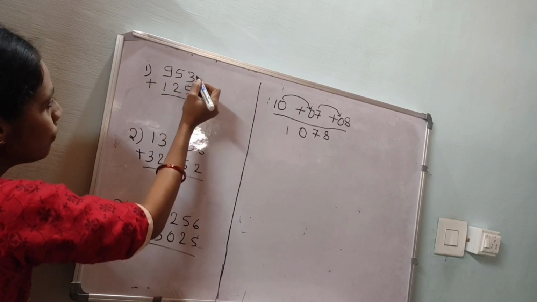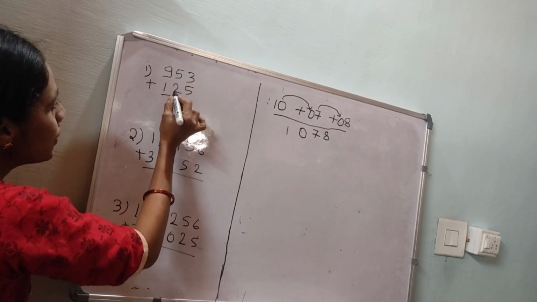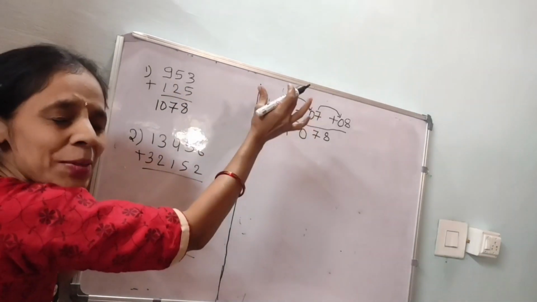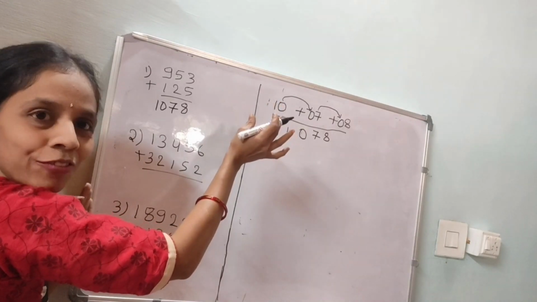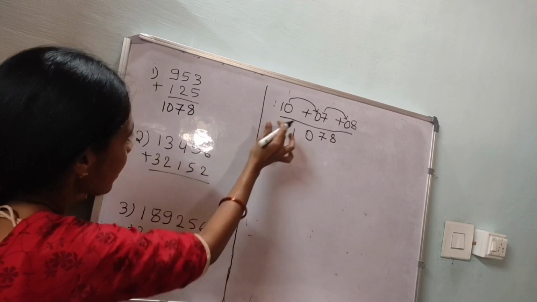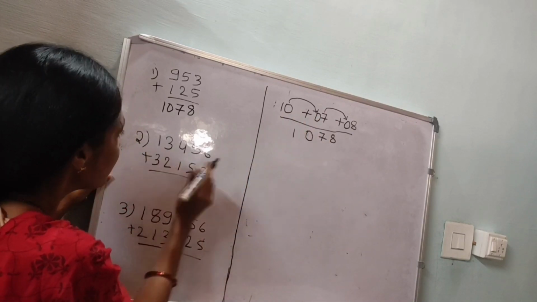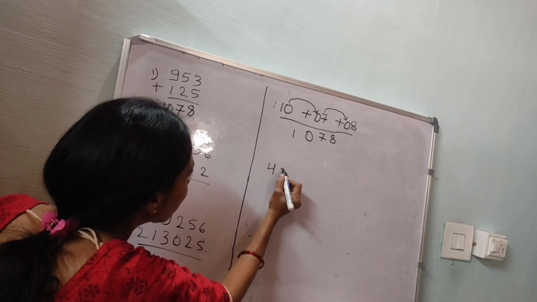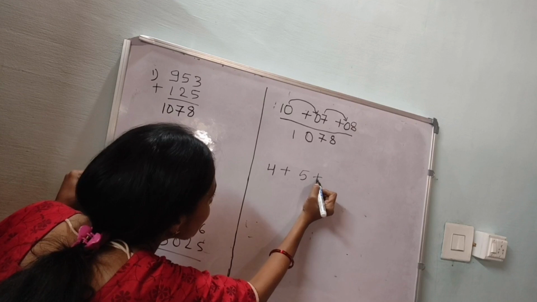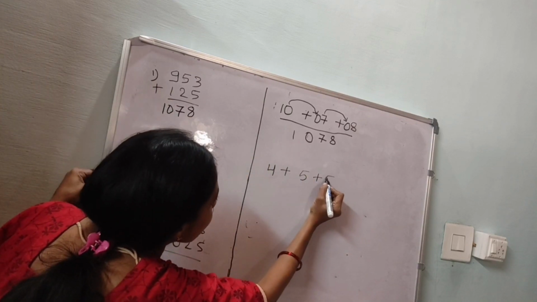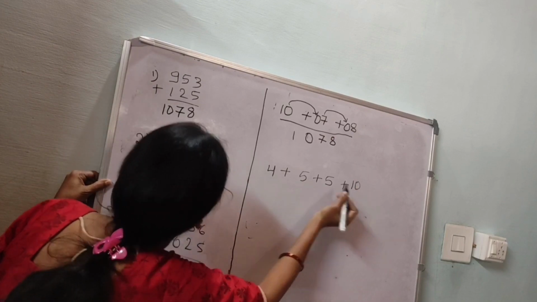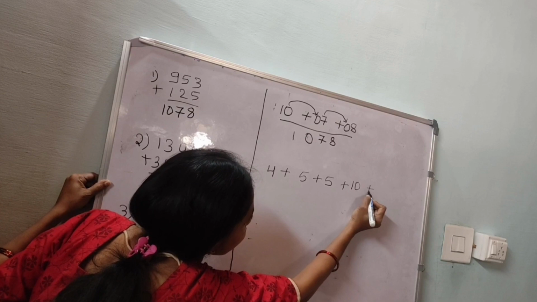Check it. 5 plus 3 is 8, 5 plus 2 is 7, 9 plus 1 is 10. It is the simplest method for addition of numbers. Okay. After that we consider the second one: 1 plus 3 is 4, 3 plus 2 is 5, 4 plus 1 is also 5, 5 plus 5 is 10, 6 plus 2 is 8.